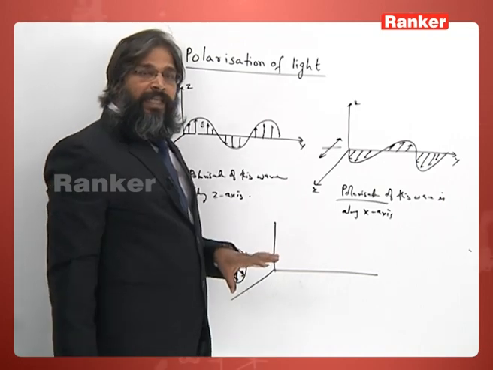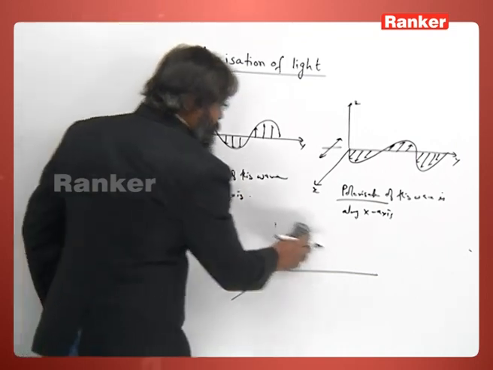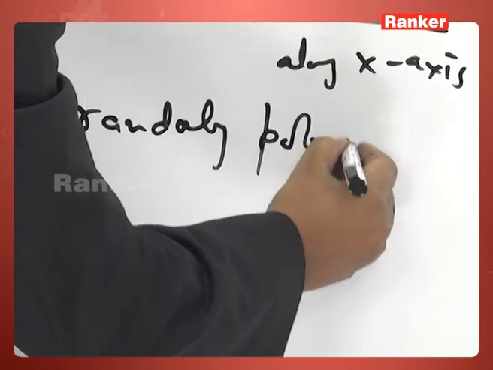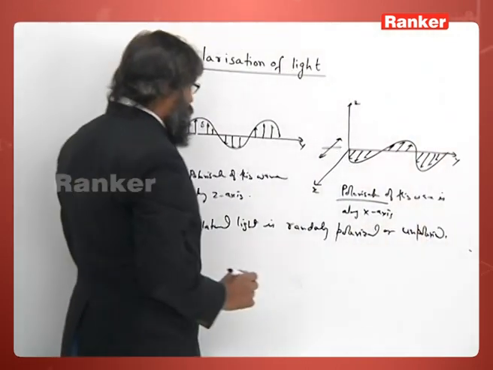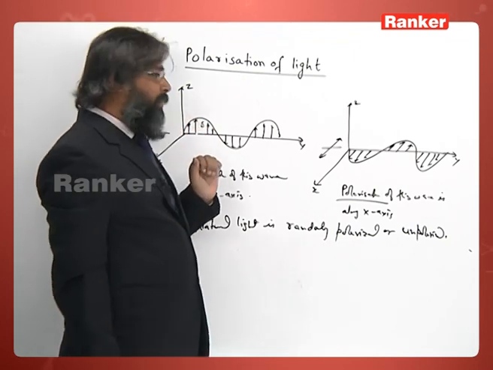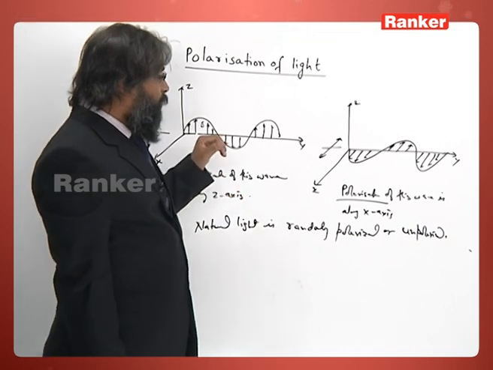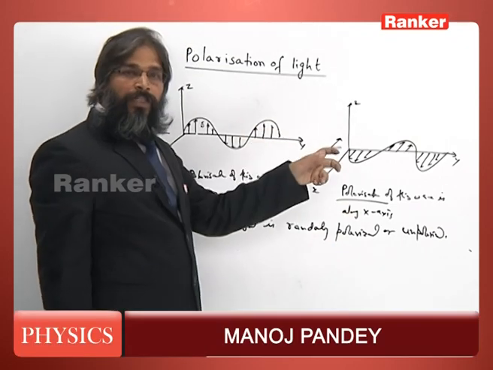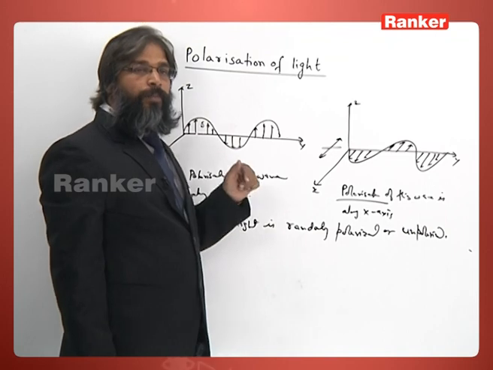Now natural light is not circularly polarized. We say it is randomly polarized or unpolarized light. This is what natural light is. So plane polarization is this; simply, polarization is the direction along this. Now what is the need of polarization? The polarization determines the force an electromagnetic wave will exert on a charged body placed at a location, or how the matter will interact with it. That will be decided by polarization.